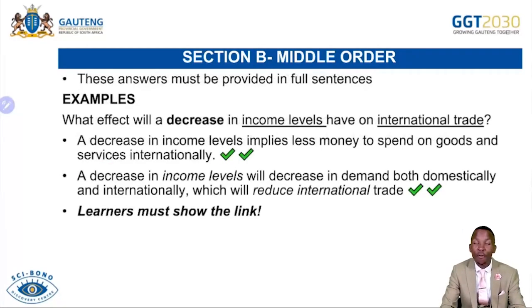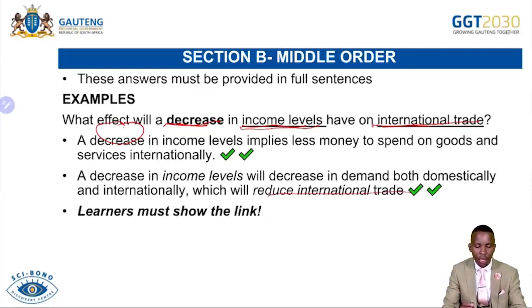And then these answers must be provided in full sentences. We don't see examples here. What effect will the decrease in the income levels, underlined, have on international trade? So now, the decrease in the income level and the international trade. You need to be very careful also. This decrease is very important, because it gives you what will be happening to the concept, which is the income level. And then what are we comparing it with? What are we looking at? The international trade. Then a decrease in the income level implies less money to spend on goods and services internationally. So if the income is decreasing, then there will be less money available to spend internationally. Therefore, a decrease in income levels will decrease the demand for both domestically and internationally produced goods and services, which will reduce international trade.